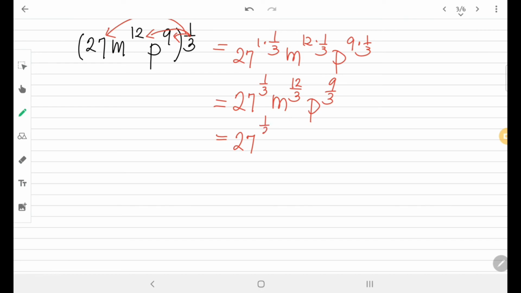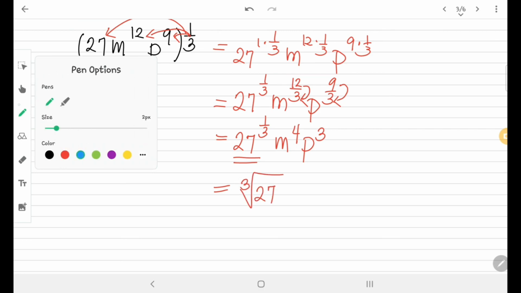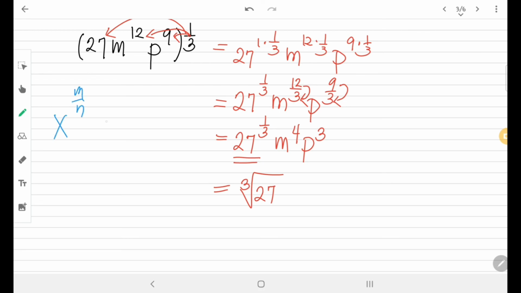So we have 27 raised to 1/3. Hindi na simplify ang 1/3. So I will show later kung anong magiging itsura niya. But there will be another tutorial about that thing. So m raised to 4 kasi 12 divided 3 is 4. Then p raised to 3 kasi 9 divided 3 is 3. So ito na lang. Paano yan? So ang ibig sabihin po niyan ay cube root of 27 dahil sa concept ng x raised to m over n is equals to nth root of x raised to m. So meron na lang, that's another story.